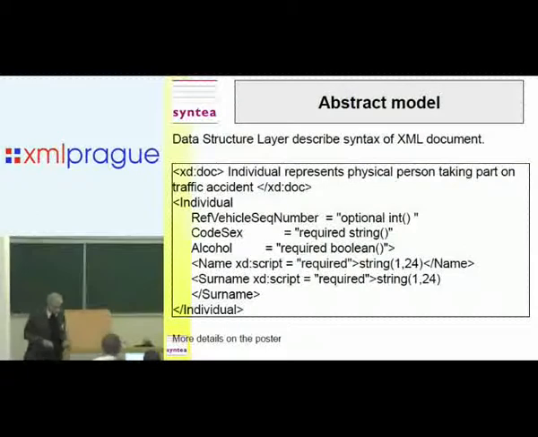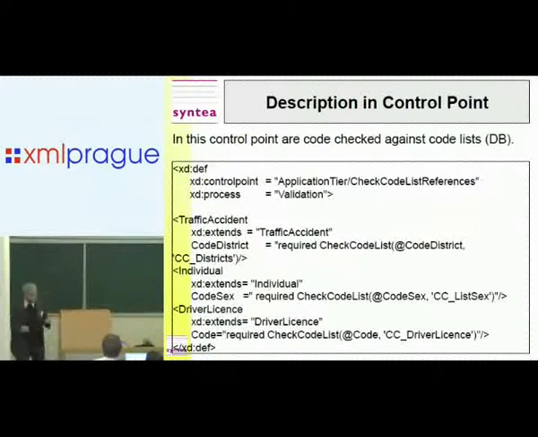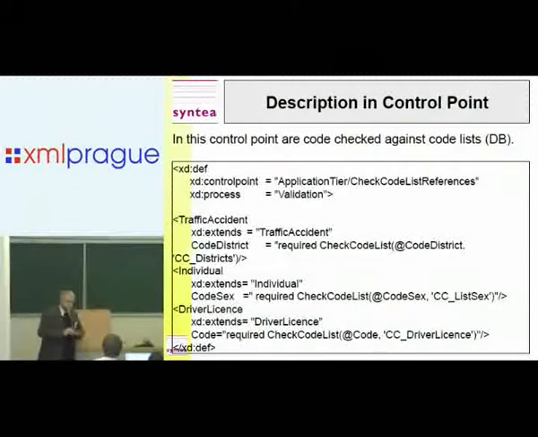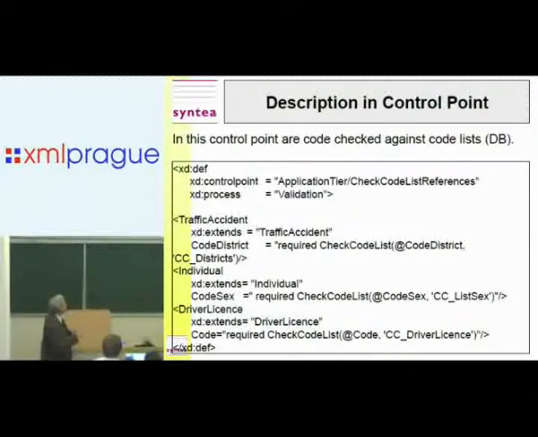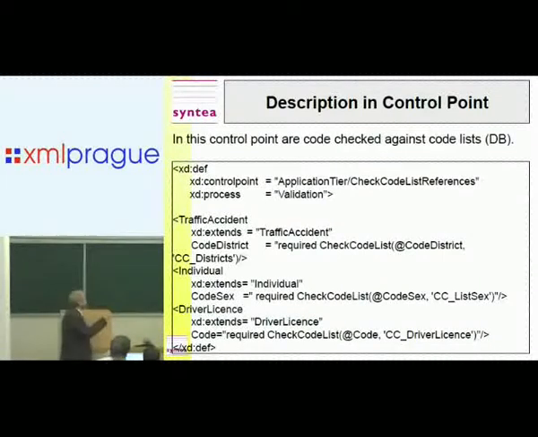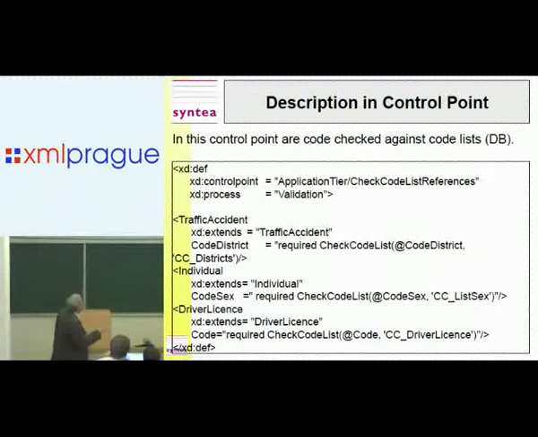And at the end, I show two very small examples. One is the abstract model that describes only the structure and syntax of the XDefinitions, and I think it's not so important now. The XDefinition describes the code list checkings. It's referring to the abstract definition. All that is written in the abstract definition is valid also for these XDefinitions, and we add some behavior. When you have some code, a code district, you must check it against the code list in the database, or the code sex, code driver license, and so on. Thank you very much.